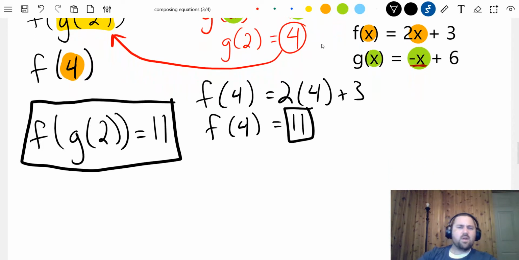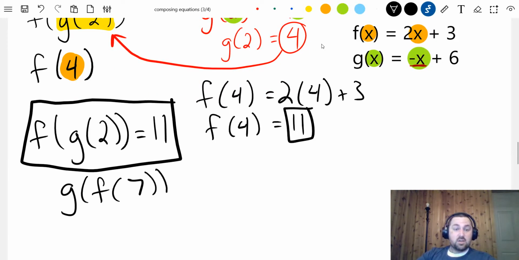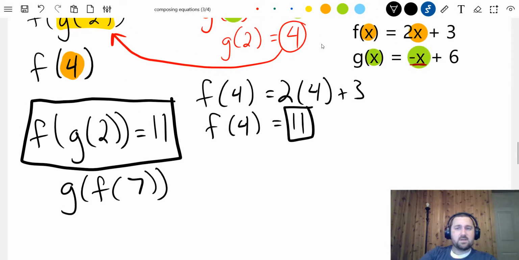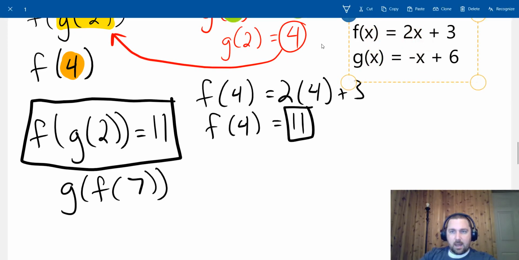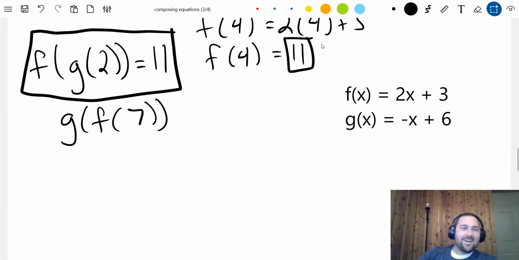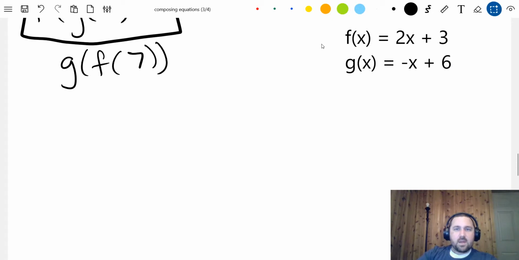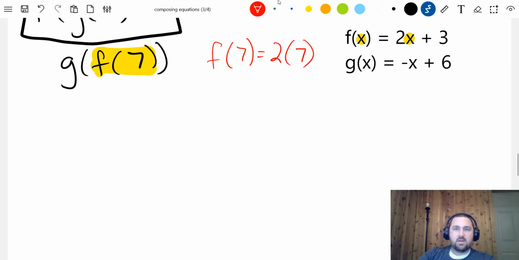Okay, let's do one more example. Let's find g of f of 7. That's a large value, but we can still do that. Let's clean up some of this stuff up here. So if we're looking for g of f of 7, then we're going to start by finding f of 7. Substitute 7 in for our x value. f of 7 is equal to 2 times 7 plus 3. When we evaluate that, we get f of 7 is equal to 17.